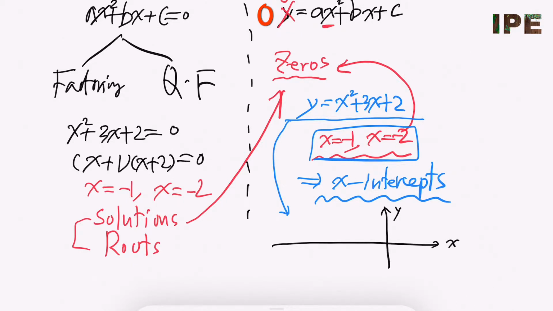The x-intercepts should be negative 1 and negative 2, and then the function graph looks like that, because the x-intercepts of this function graph are -1 and -2. Okay, so remember that relation between equation and function. Solutions of equations are zeros of the function, and the zeros of functions are x-intercepts of the graph. Okay, now keep going with the relation between them.